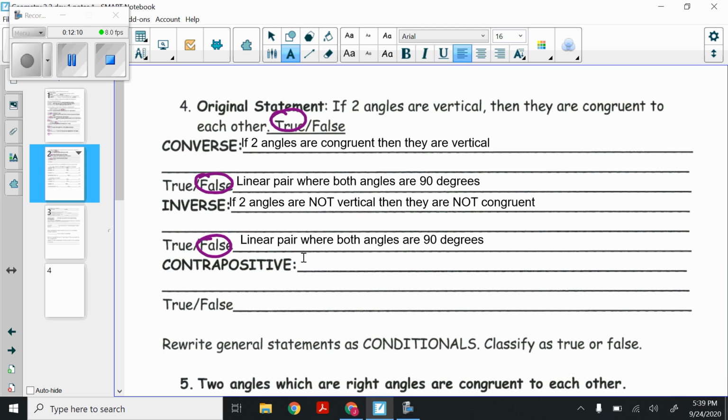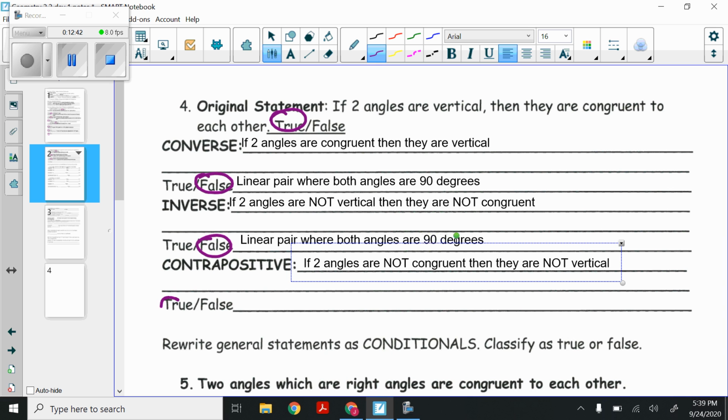So now we want the contrapositive. The contrapositive, okay, would state if two angles are not congruent, then they are not vertical. So we want to classify that as true or false. If two angles are not congruent, they're not vertical. Well, that's going to be true because if they're not congruent, they can't be vertical because we know vertical angles have to be congruent.